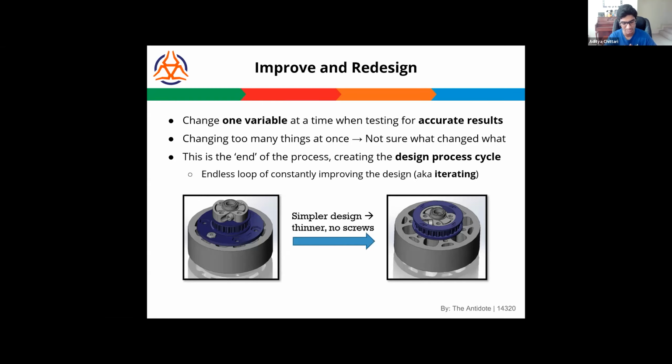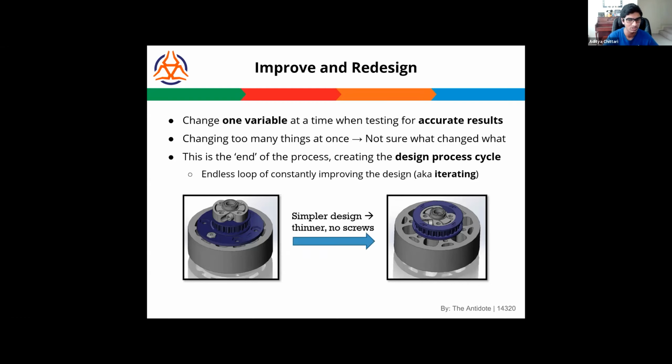So step 6 is kind of the end-ish of the design process, but it again leads into the ask phase, because now you're asking what needs improved. How can I implement a second thing into this mechanism? And that creates the engineering design process cycle. It's basically an endless loop of constantly improving the design, and this is known as iterating. I've got a quick example of this at the bottom here.